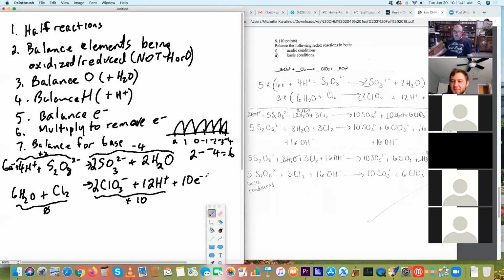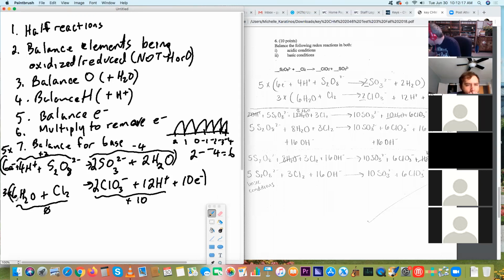I often compare this process to when you're trying to add fractions and you're looking for the lowest common denominator. You're looking for the lowest possible things to multiply these by. So for this one, 30 would be the number I'd be aiming for. So I would have to multiply the top one by 5 and the bottom one by 3. And it's whatever it takes to get rid of those electrons, really.